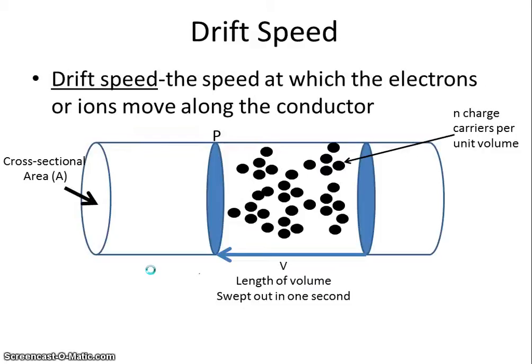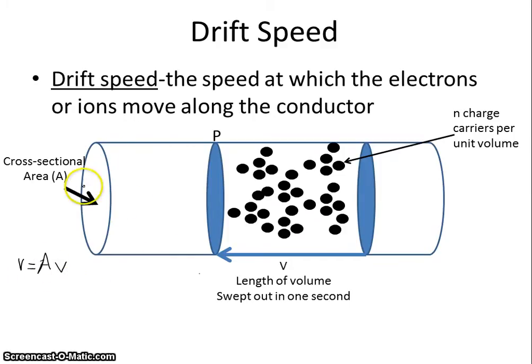The speed that the electrons, or whatever charge carrier we're talking about, move in the wire is called the drift speed. And we can calculate the drift speed based on this equation. If I look at a cross-section of wire and I have n number of electrons, or n number of some kind of charge carriers per volume, and I want to calculate the speed, we'll start by thinking about the volume of this wire. The volume is equal to the cross-sectional area times the length that the electrons are going to move in a second, which I'll say is v.